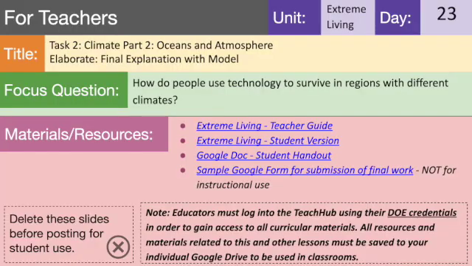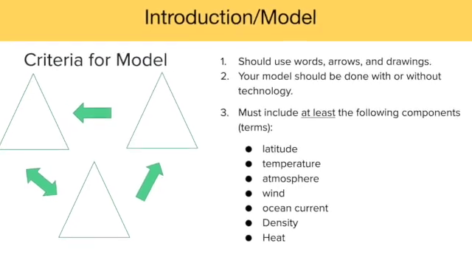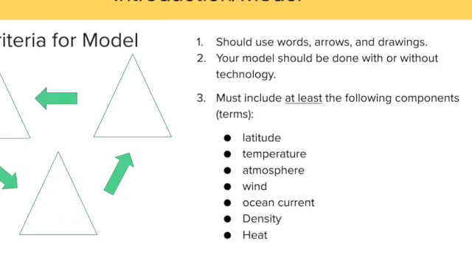In the following lesson on day 23, students will apply their models of atmospheric and oceanic circulation to create a final model and explanation of why Rome and New York City have very different climates despite being located at the same latitude. Be sure to review with students the criteria for their models, found on slide 17 of the lesson slide deck, as well as on page 14 of the student handout.